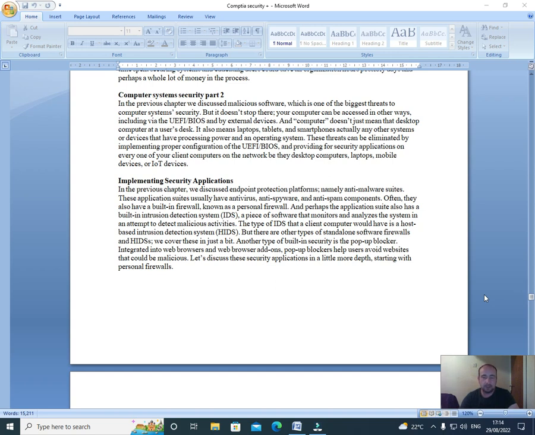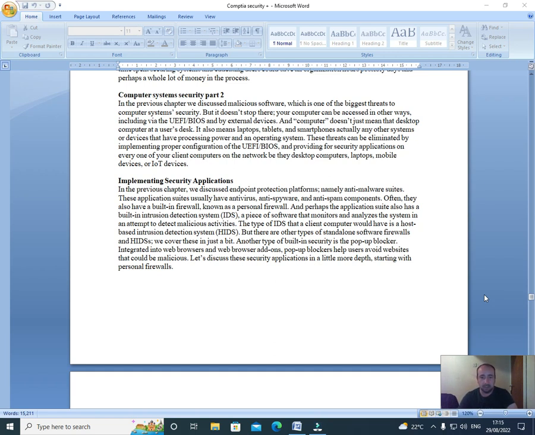In the previous chapter we discussed malicious software, which is one of the biggest threats to computer systems security. But it doesn't stop there. Your computer can be accessed in other ways, including via the UEFI BIOS and by external devices. A computer doesn't just mean that desktop computer at a user's desk. It also means laptops, tablets, smartphones, actually any other systems or devices that have processing power and an operating system. These threats can be eliminated by proper configuration of the UEFI BIOS and providing for security applications on every one of your client computers on the network, be they desktop computers, laptops, mobile devices or IoT devices.